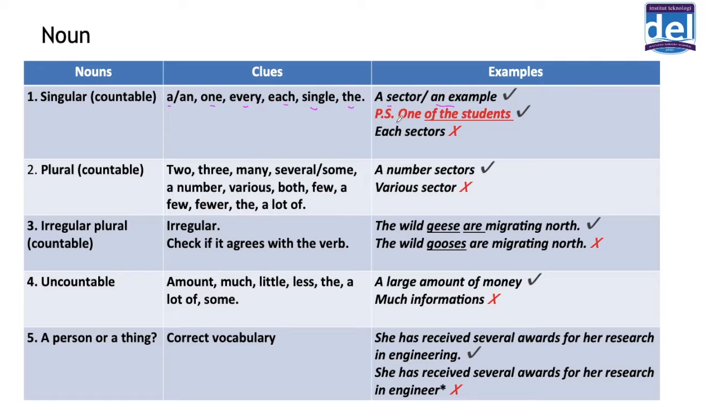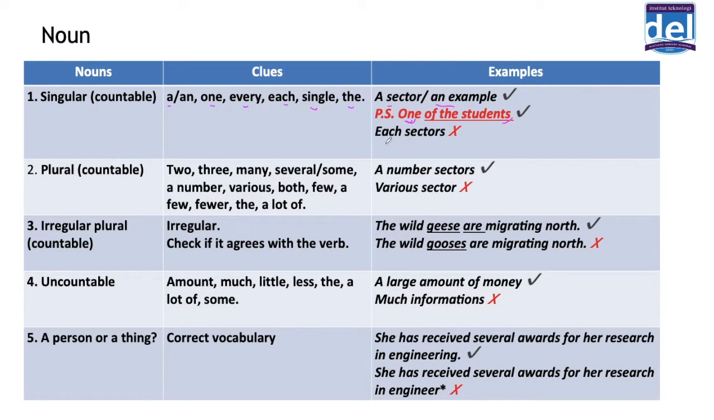Oh, I put a PS in here. It is very common to have a noun like this: one of the students. So you see the structure, one of the plural noun. This is correct, everyone, because the subject is singular, which is one. If you see one of the student, then the noun is wrong. It must be one of the students.